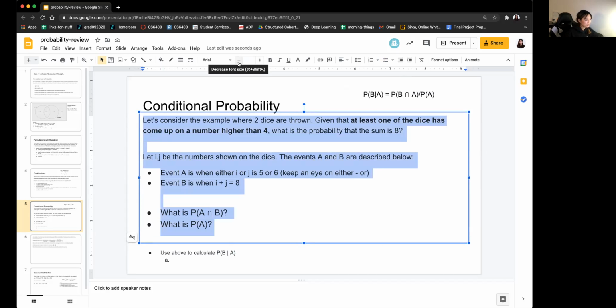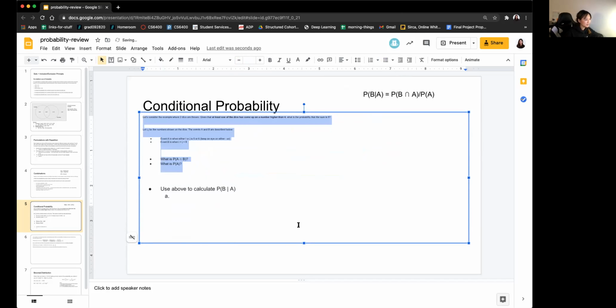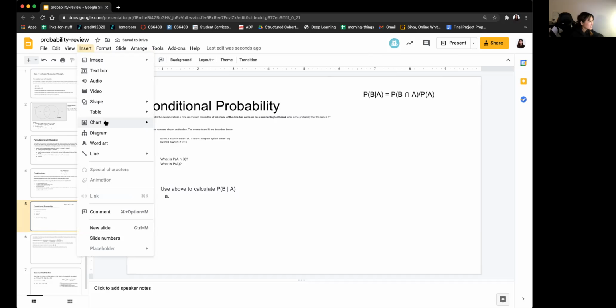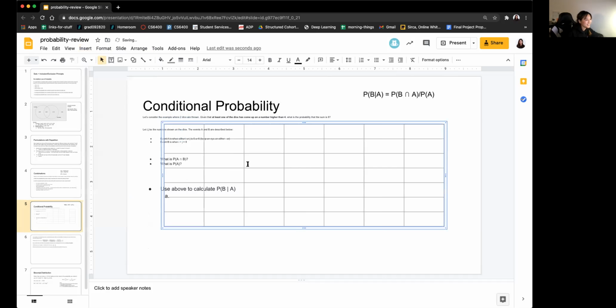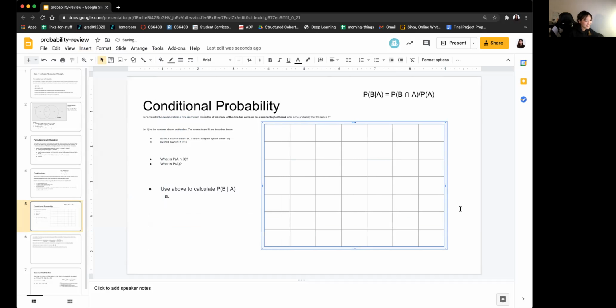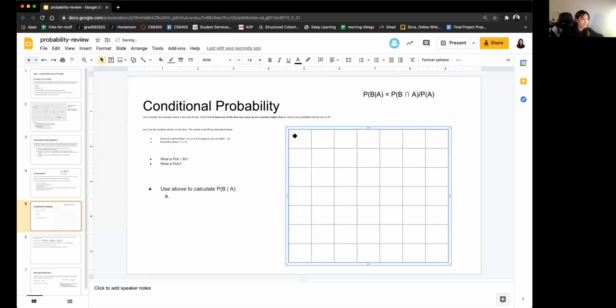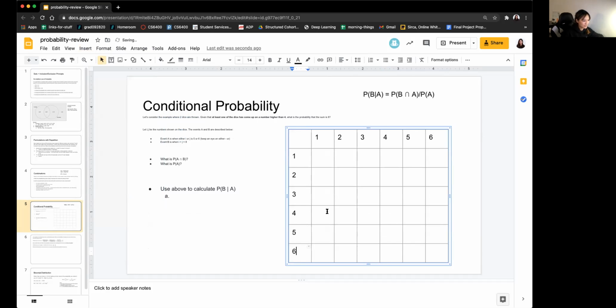Okay, so now that we know what this context is, let's make this smaller so we have more space to work. What I'm going to do here is insert a table with all of our possible outcomes. And then you'll sort of see why this is easier. This table is basically going to represent all our possible dice throws. So we're going to do dice 1 and then dice 2. Here we have dice 1 being 1, 2, 3, 4, 5, 6. And then dice 2 coming up at 1, 2, 3, 4, 5, 6.